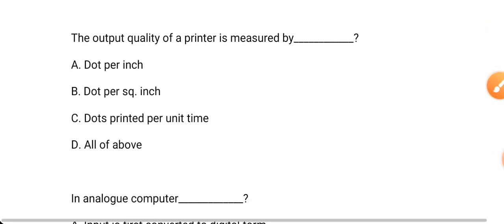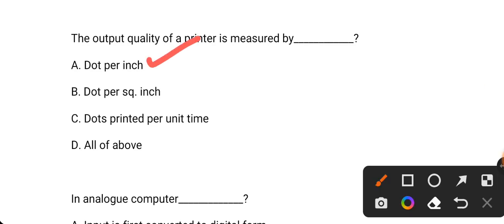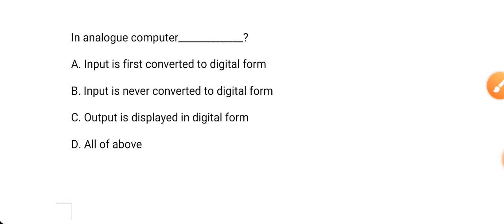Next question. The output quality of a printer is measured by. Its answer is option A, dot per inch. Next question. In analog computer dash question mark, its answer is option B, input is never converted to digital form.